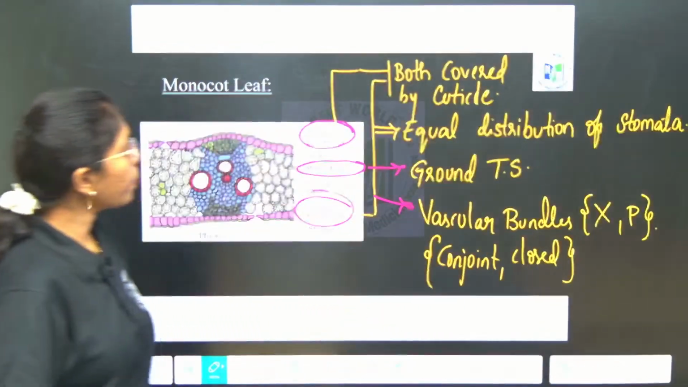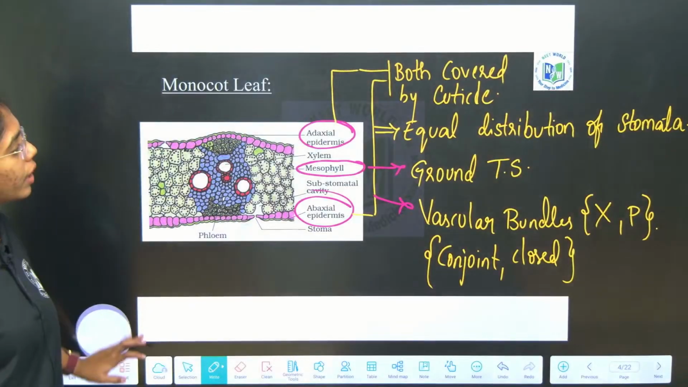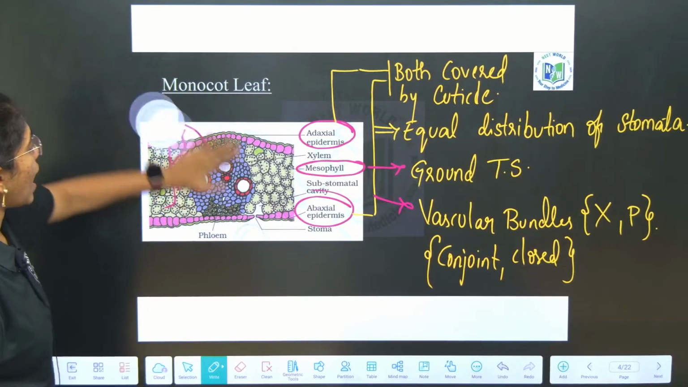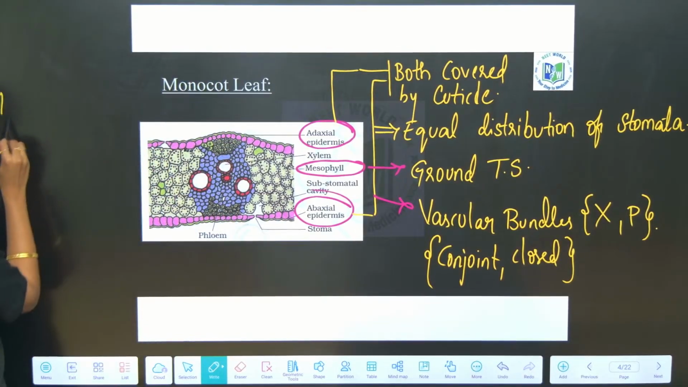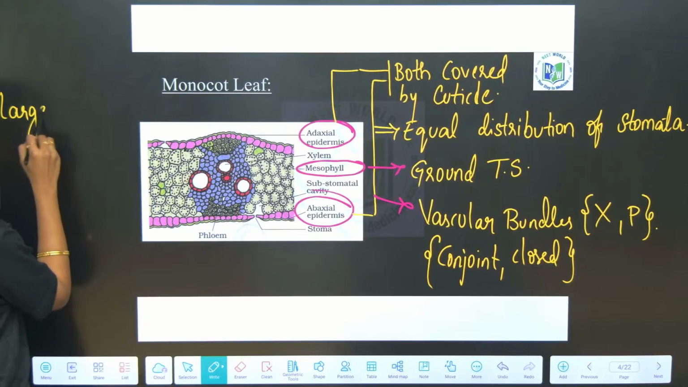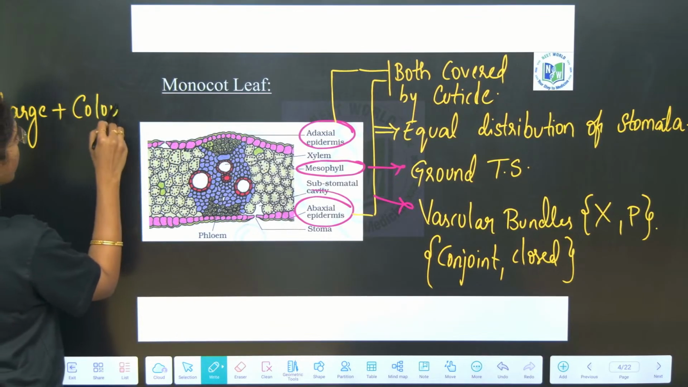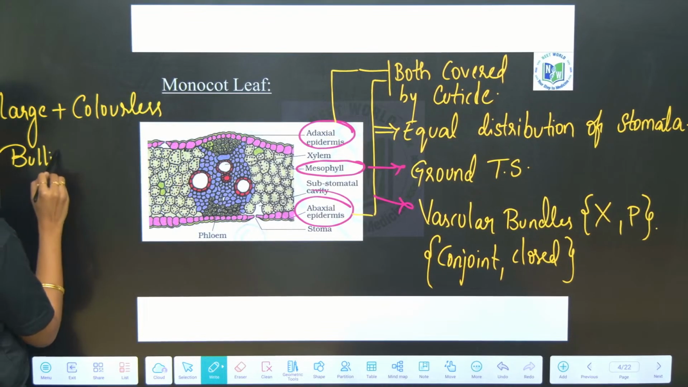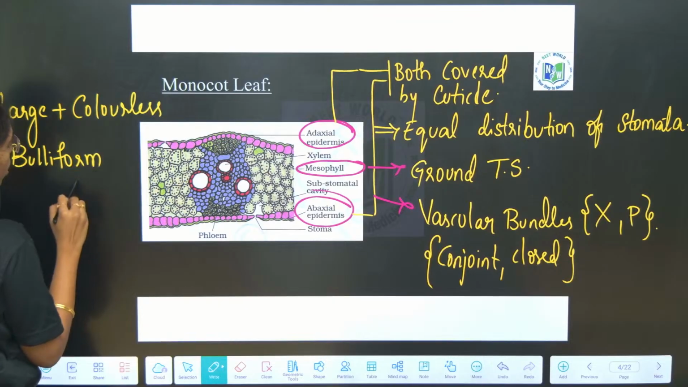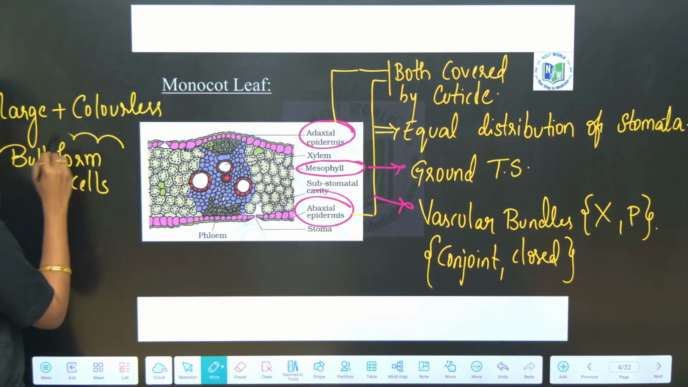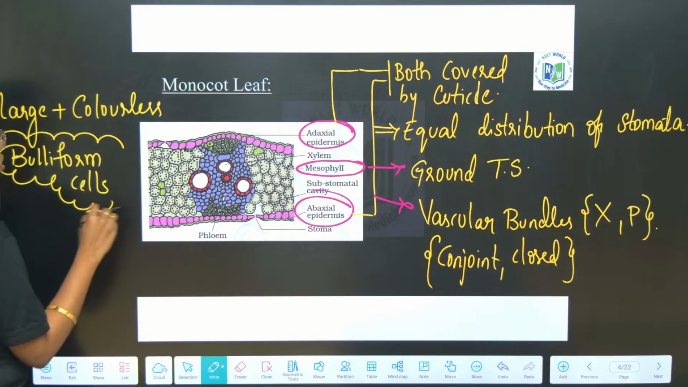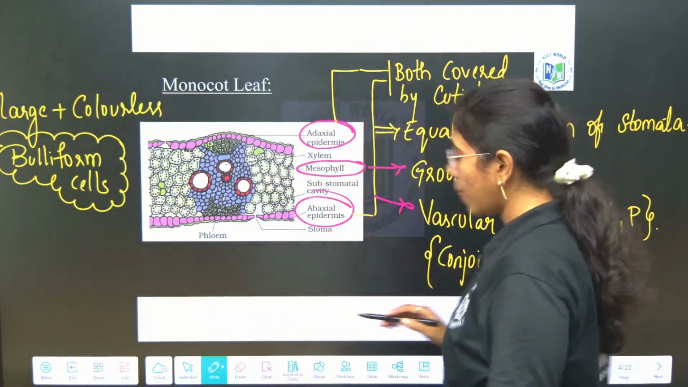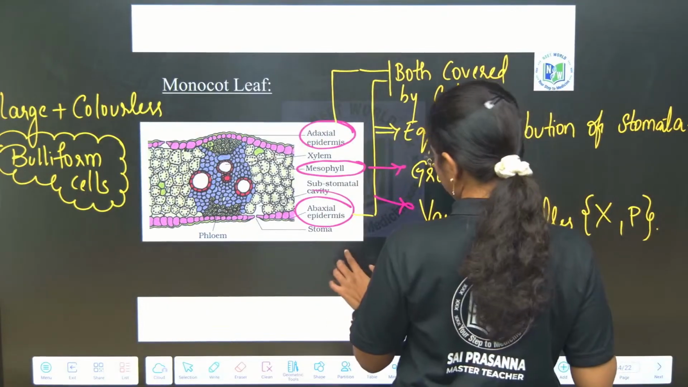One more thing I have to tell you here. A peculiar feature or component which is present in the epidermal tissue system. Those are large and colorless bulliform cells. Bulliform cells are the components which you see only in the epidermis of monocot leaf. Large and colorless bulliform cells.